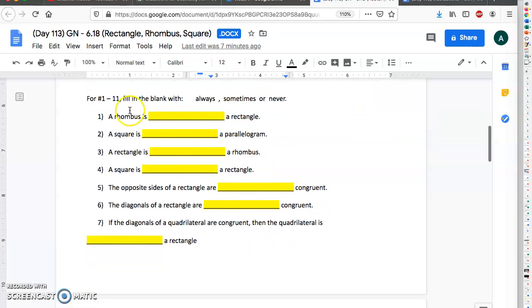moving on. For number 1 through 11, in these blanks, you are going to put either always, sometimes, or never.